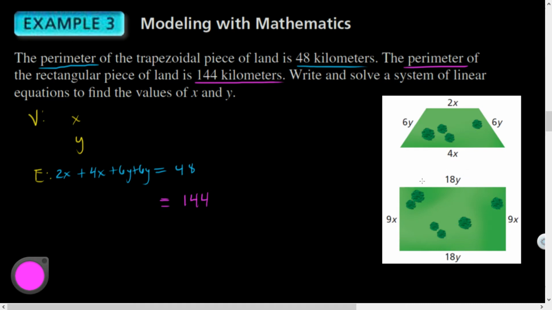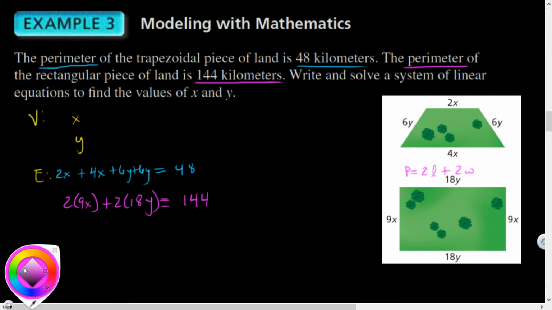Yep, that would work. Another way you could do it, just for variety I want to show it to you. We'll simplify. Yeah, that's a good point. The perimeter of a rectangle is twice the length plus twice the width. So you could have had 9x plus 9x, or you could have just said 2 times 9x, and that'll actually be the same thing. I couldn't have done that on this one, other than for these two, I guess. So 2 times 9x plus 2 times 18y.